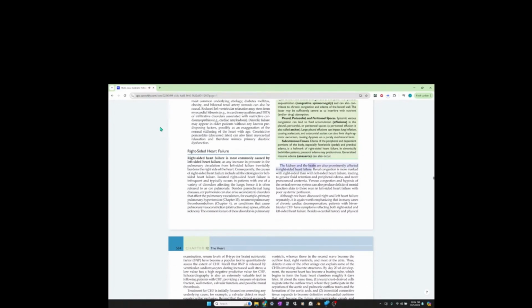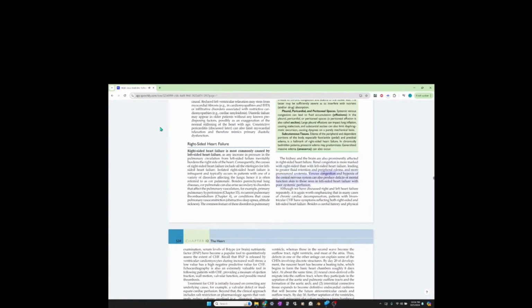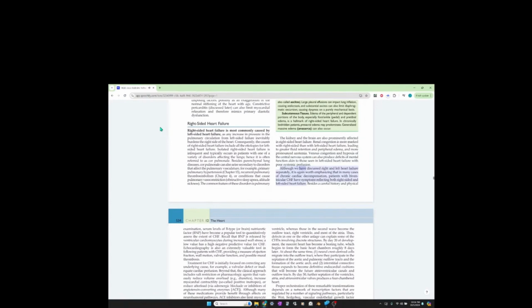The kidney and the brain are also prominently affected in right-sided heart failure. Renal congestion is more marked with right-sided than with left-sided heart failure, leading to greater fluid retention and peripheral edema, and more pronounced azotemia. Venous congestion and hypoxia of the central nervous system can also produce deficits of mental function akin to those seen in left-sided heart failure with poor systemic perfusion. Although we have discussed right and left heart failure separately, it is again worth emphasizing that in many cases of chronic cardiac decompensation, patients with biventricular CHF have symptoms reflecting both right-sided and left-sided heart failure.